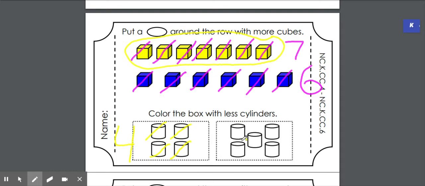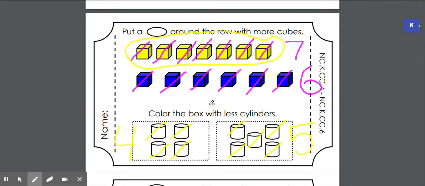4. Very good. Now let's check and count the next group of cylinders. 1, 2, 3, 4, 5. How many? 5. Good. So I wrote my number 5. It says color the box with less cylinders. So less is going to be a smaller group.